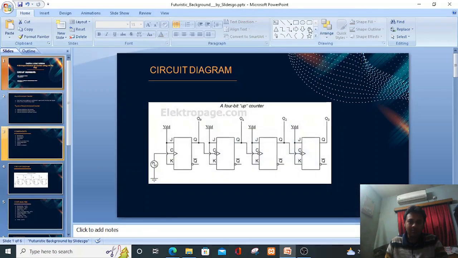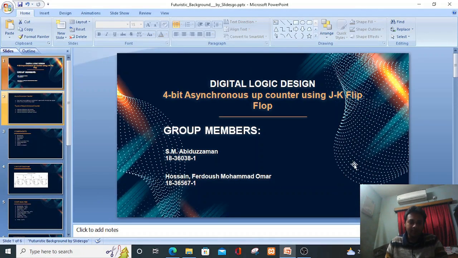Hello everyone, Assalamu alaikum. My name is SM Abidujjaman and we have made a circuit for a 4-bit asynchronous up counter using JK flip-flop. So let's see what an asynchronous counter is used for.